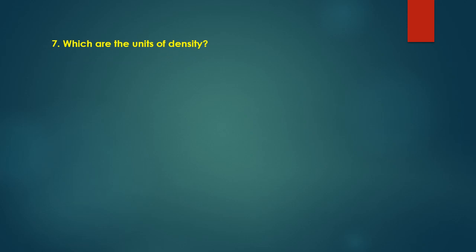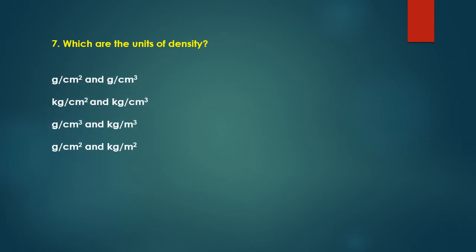Question 7. Which are the units of density? And these are your options. So whenever you have to figure out the unit of a particular physical quantity, all you have to think about is their equation or their formula. So think about the formula for density. Density is equal to mass over volume.